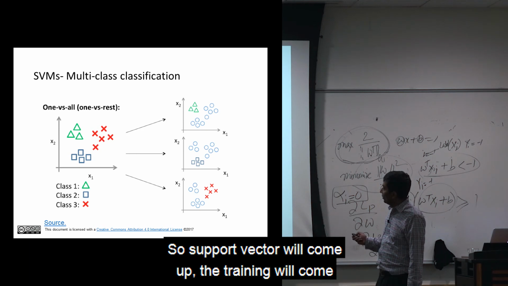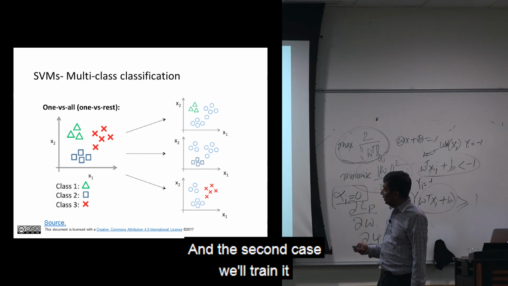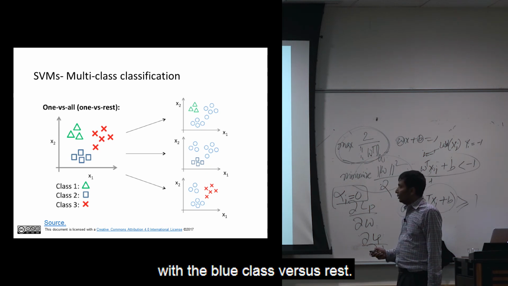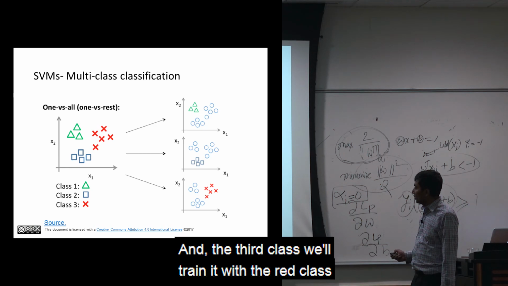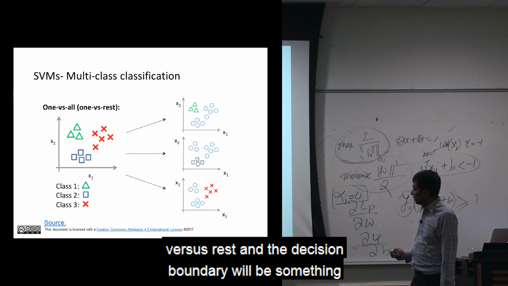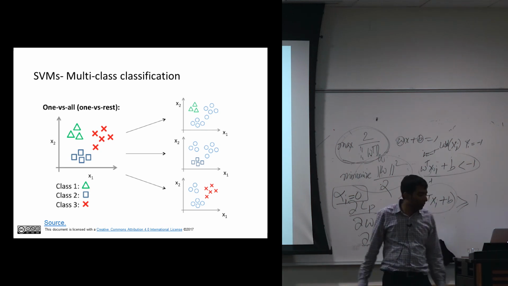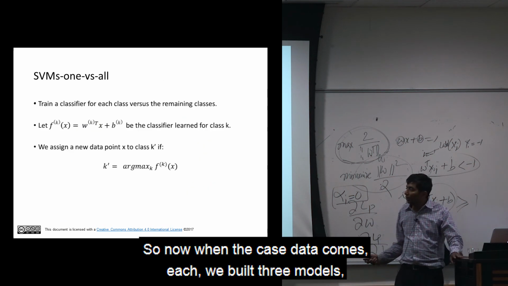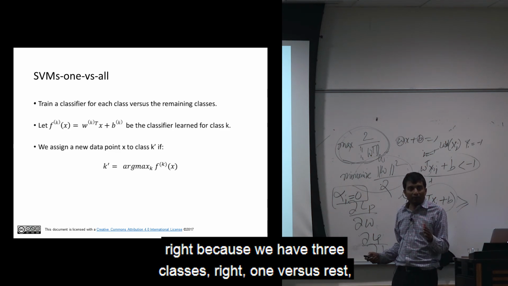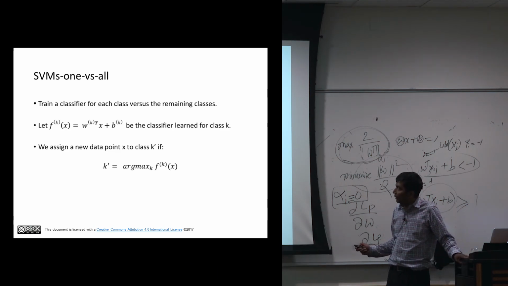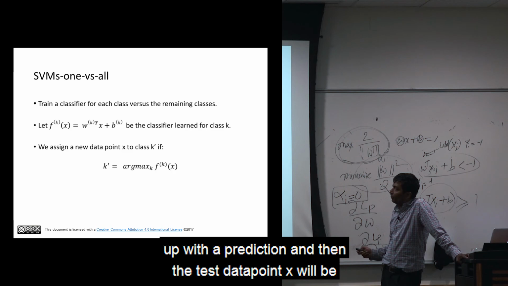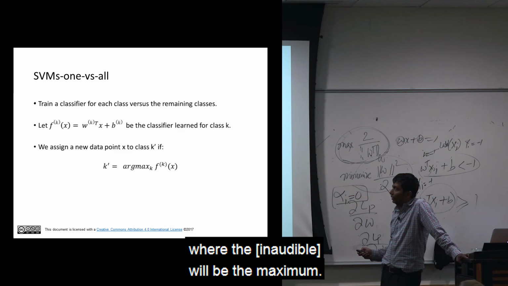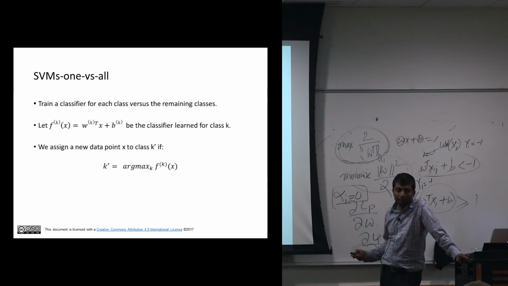So the support vectors will come up, and the decision boundary will come. Then in the second case, we'll train the blue class versus the rest, and the decision boundary will come up something like this. For the third class, we'll train the red class versus the rest, and the decision boundary will be something like this. So when the test data comes, we have built 3 models, because we have 3 classes. Each of them will come up with a prediction, and the test data point x will be assigned to class k prime, where this value is the maximum.